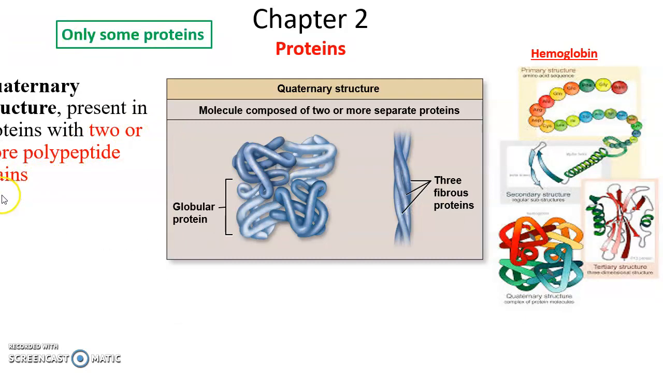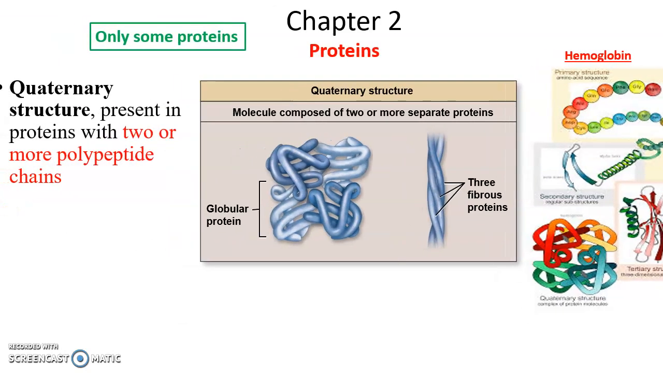All right, quaternary structure. Quaternary structure occurs in some proteins, not all proteins. Quaternary structure is when you have two or more polypeptide chains necessary to produce a functional protein. So here's a globular protein with 4 polypeptides, a fibrous protein with 3. So again, quaternary structure, 2 or more separate polypeptides forming the functional protein, only present in some proteins, not all of them. All of them have primary, secondary, tertiary, some have quaternary.